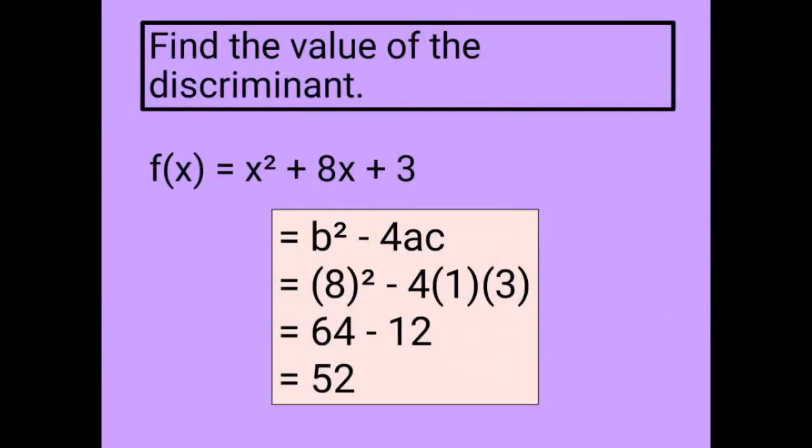f(x) equals x squared plus 8x plus 3. Find the value of the discriminant. So, b squared minus 4ac is the discriminant and a equals 1, b equals 8, c equals 3. So, it's 8 squared minus 4 times 1 times 3 equals 64 minus 12 equals 52.